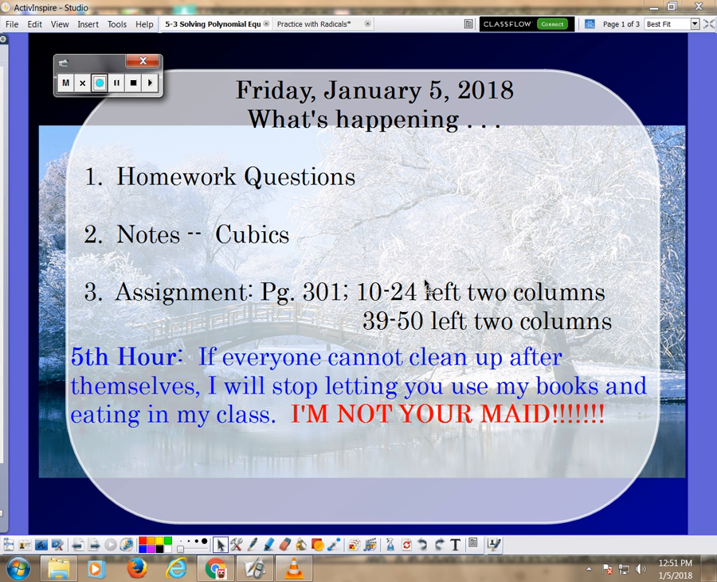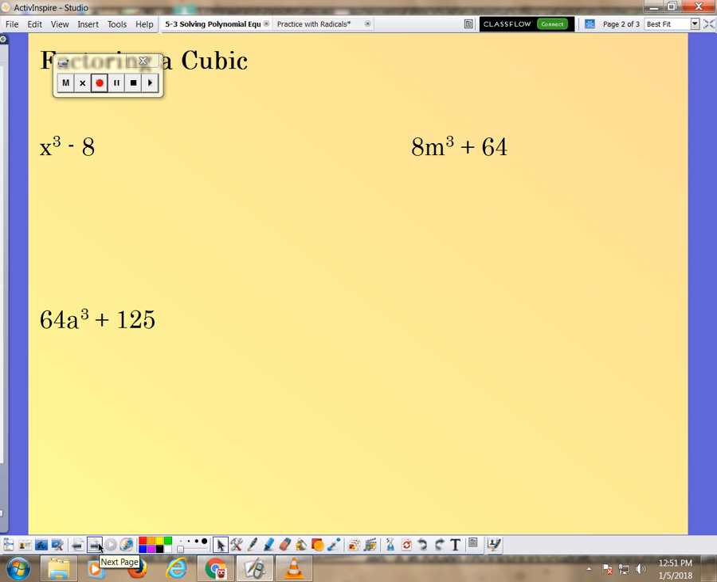Alright, so today we're going to learn how to factor cubics, and then we're going to apply the factoring of cubics and factoring of quartics in solving and finding those zeros. So, let's start with the first one.